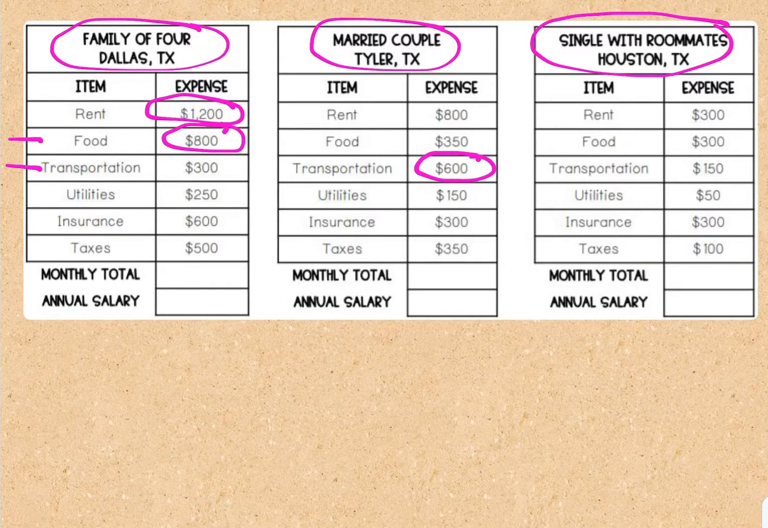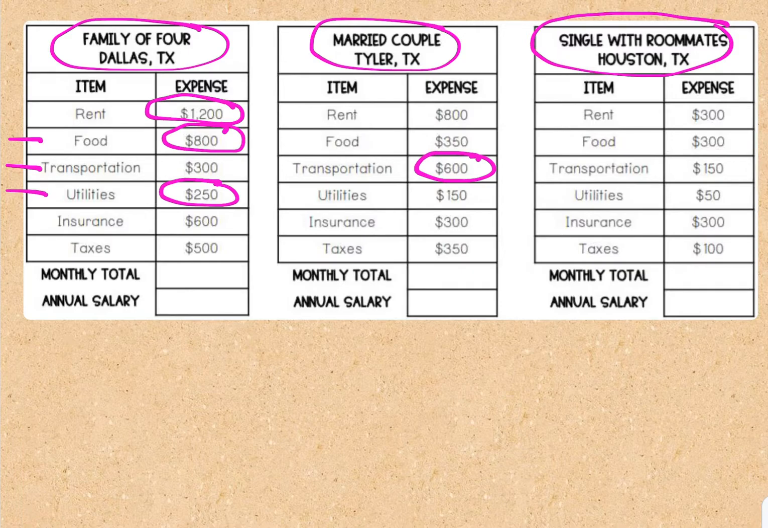Okay, now we see the highest amount of transportation is in Tyler, Texas. Now that may be because in large cities like Dallas and Houston, you have public transportation available like metro rails and buses to use. So someone in Tyler may not have that option, so they have to use more gasoline. That's a possibility. Okay, next one, which one has the highest utilities?